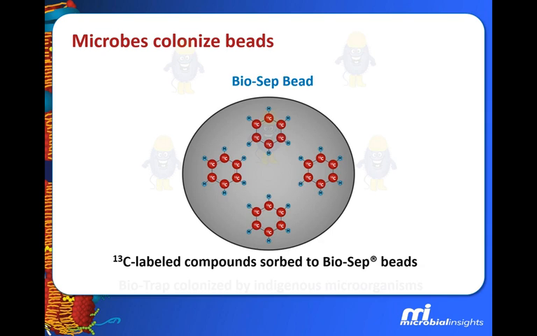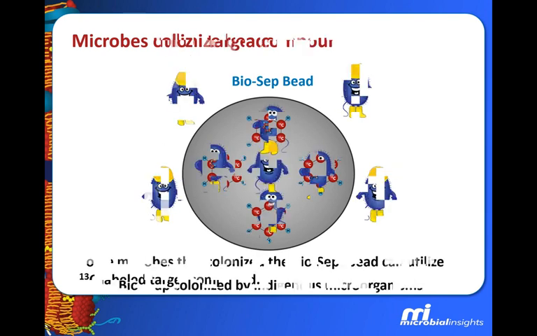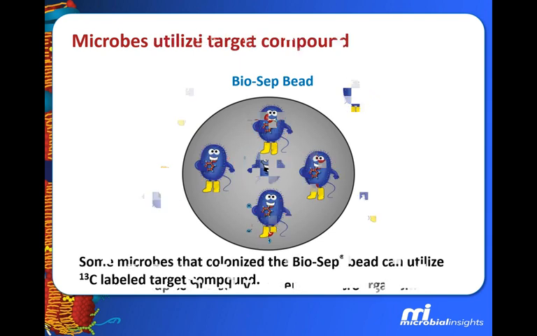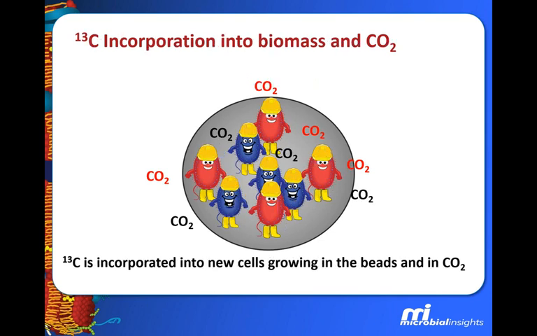Once we have loaded the compound on the activated carbon, we can then deploy that bead in an environment where there might be microorganisms that are capable of utilizing that carbon compound as a carbon and energy source. Those organisms, and any organisms that can grow in that environment, are going to colonize that bead. And those organisms that are capable of degrading that compound will do so. And as they do so, if the carbon-13 is indicated as it is here in red, you'll see that a couple of things are going to happen.